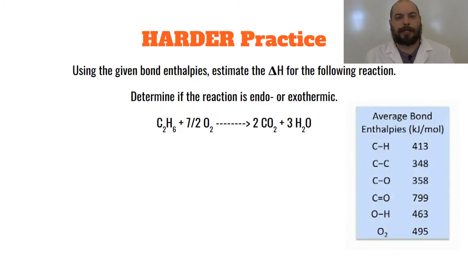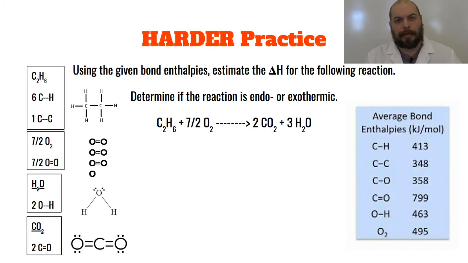So now that we've had a chance to practice on a slightly easier type problem, let's look at a slightly harder problem. Now this problem represents the combustion of ethane. And in this problem, I'm again given the molecular structures, and I'm also going to be given the bond energies of each of my bonds that are going to be seen within my structures.